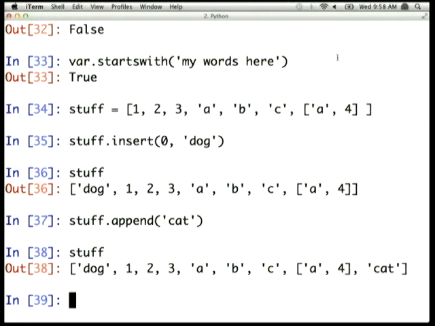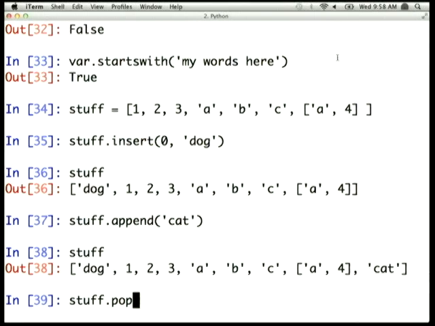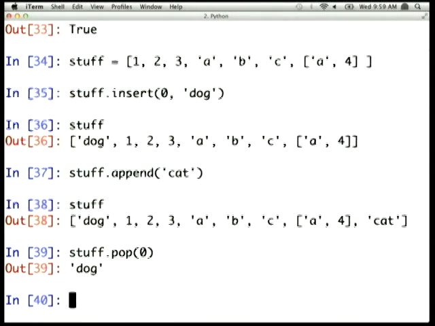So the cool thing about this is it actually returns. If I say stuff dot pop, provide the index position to pop an item out, right? So pop, like, what do we want to do? 0 is dog, 1 is 1. So let's just do 0 because I made a poor choice and put integers in. All right, so if I did that, it pops dog out of the list, but it actually returns dog.